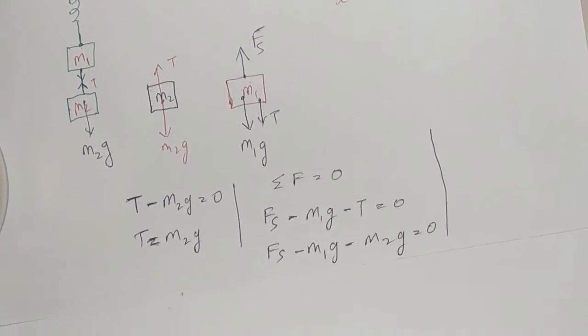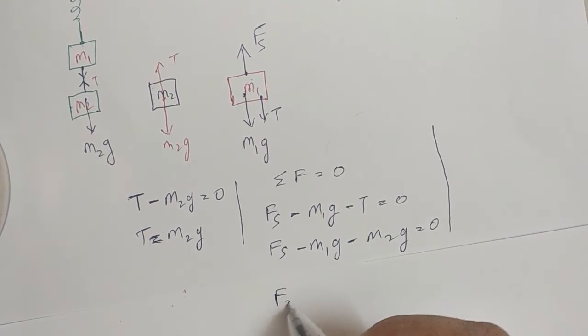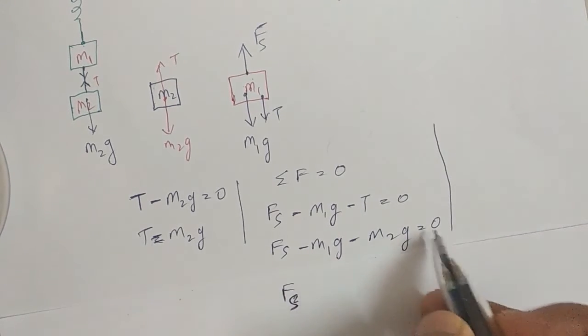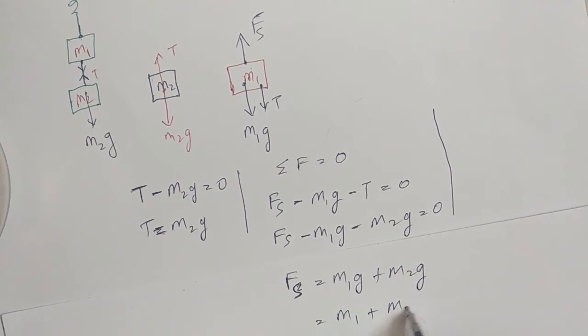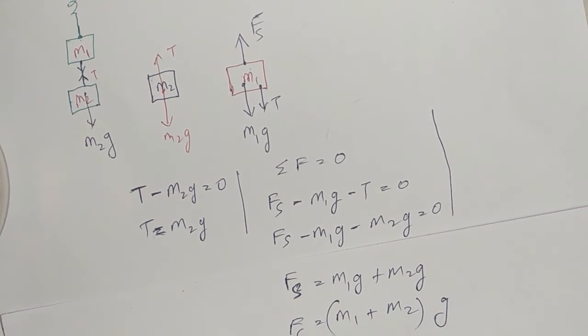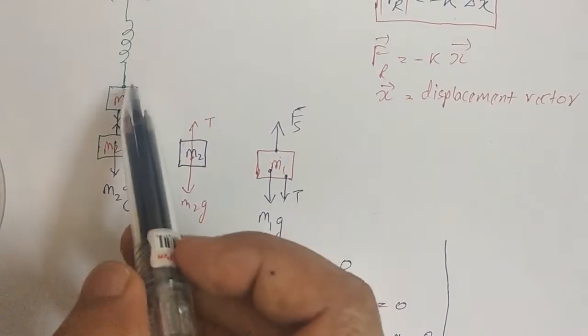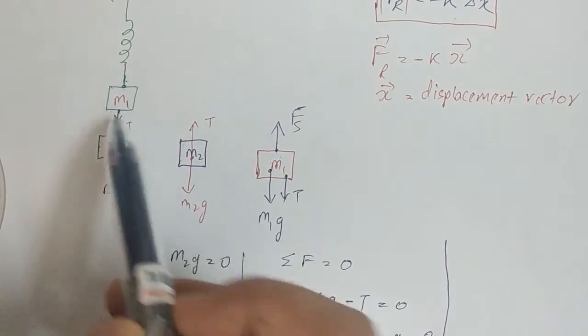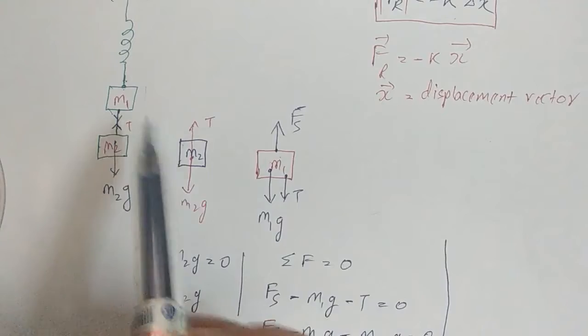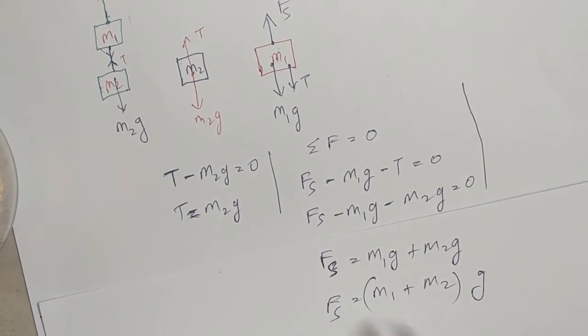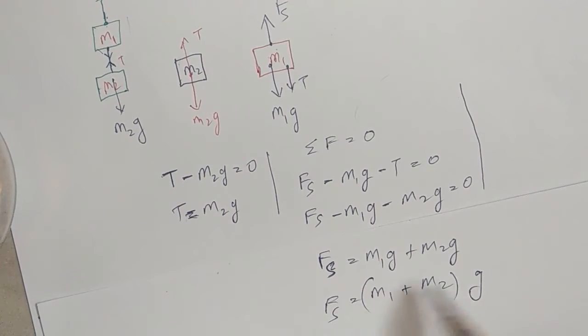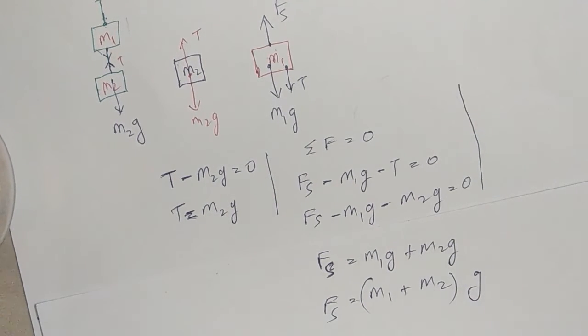This means that if you take this to this side, then M1G plus M2G is equal to (M1 plus M2)G. This means that the restoring force, the spring was actually supporting the weight of both the blocks, such that the restoring force that is developed on the spring is equal to the sum of the weight of these two blocks.